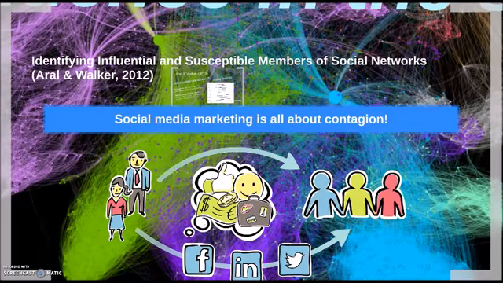Thereby, we rely on an important paper by Aral and Walker from 2012, which was named Identifying Influential and Susceptible Members of Social Networks. In their paper, Aral and Walker claim that social media marketing is all about contagion. They basically identify two members in a social network. First of all, influential individuals who catalyze the diffusion of opinions, behaviors, innovations, and products in networks like Facebook, LinkedIn, or Twitter. These opinions can be about politics, products, or also vacations.